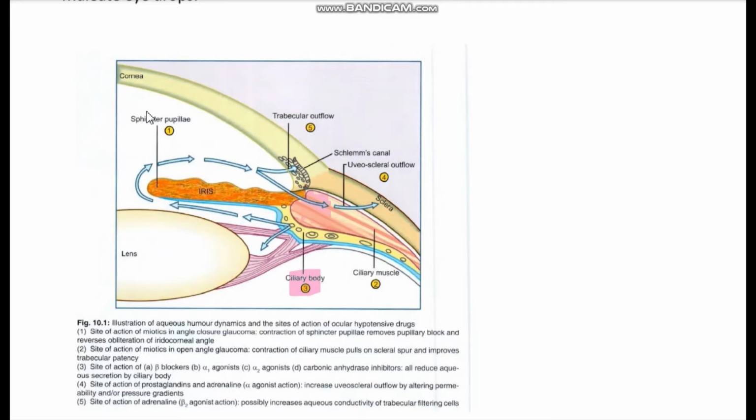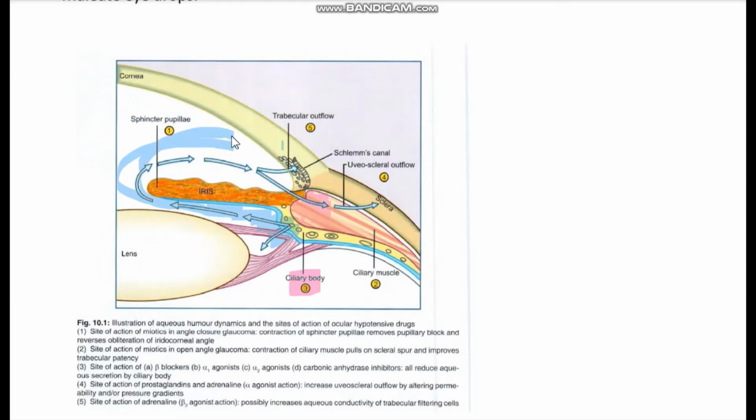What is the anterior chamber? The entire part in front of the lens is called the anterior chamber, and the fluid is produced from the ciliary body. So the ciliary body will produce this fluid called aqueous humor. It starts flowing in between the lens and the iris and comes into the anterior segment. So the part posterior to the iris is called the posterior segment, and the part anterior to the iris is called the anterior segment, and this entire thing together is called the anterior chamber.